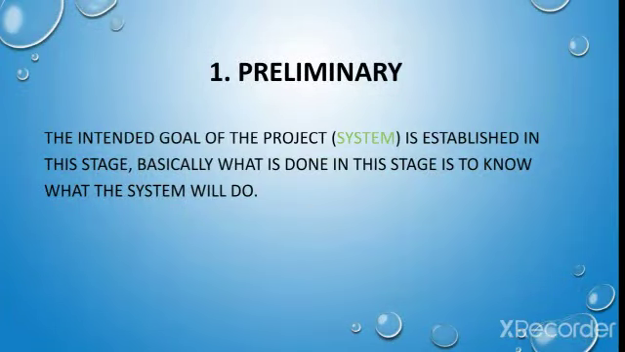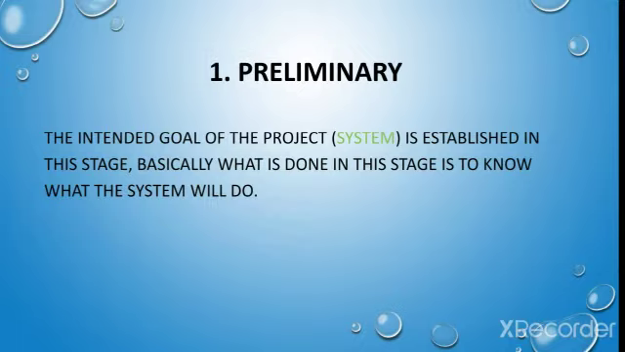First of all, we said there are 8 stages for a system to be developed, as in a circle, along the circle. And I said 1, we have the preliminary stage. The intended goal of the project is to establish what? Basically, what you want the system to do.